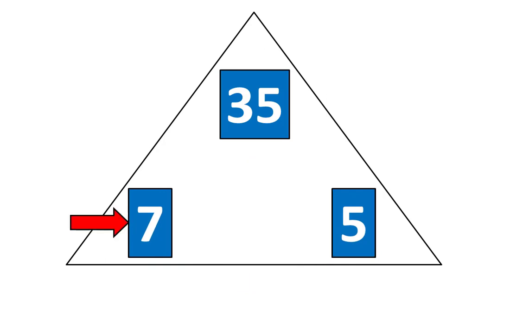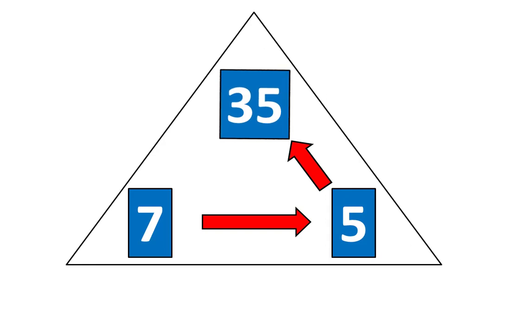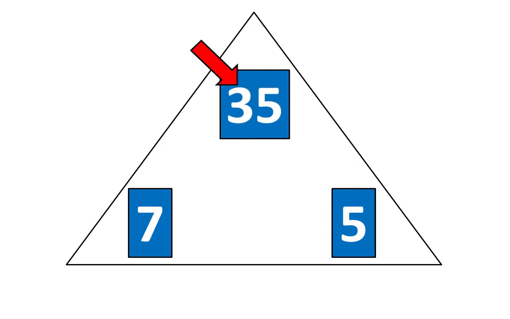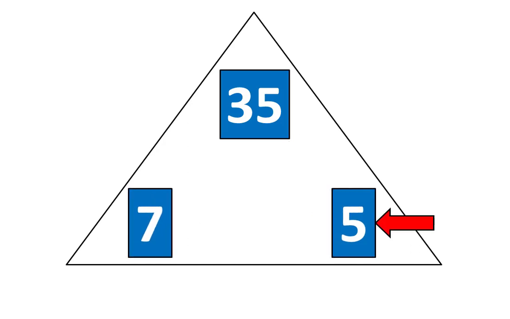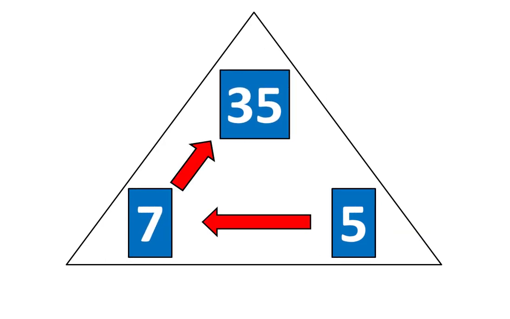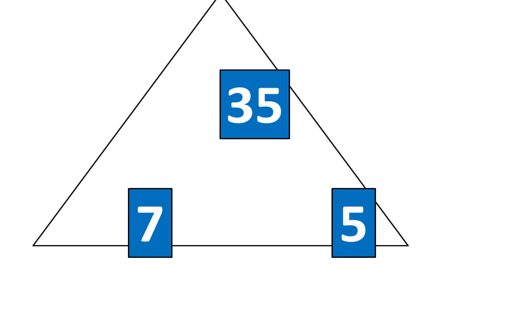Now tap the pieces. 7 times 5 is equal to 35, which means that 35 divided by 5 is equal to 7. And 5 times 7 is equal to 35. That means 35 divided by 7 is equal to 5. Now I'll move the triangle away.